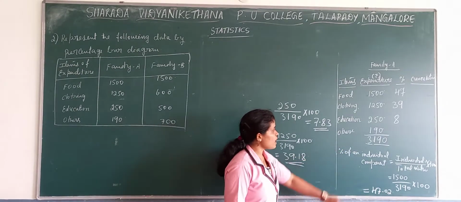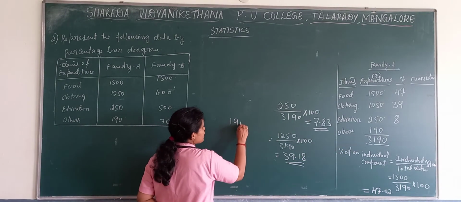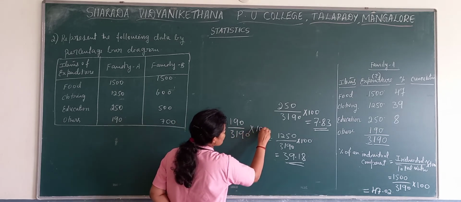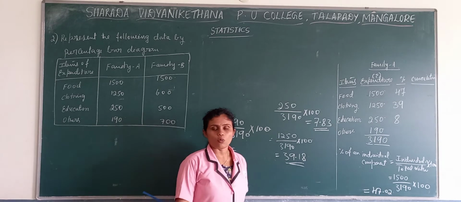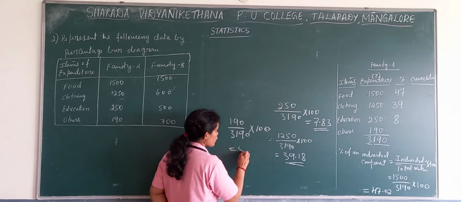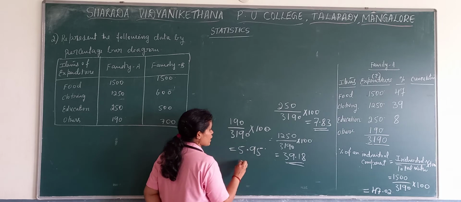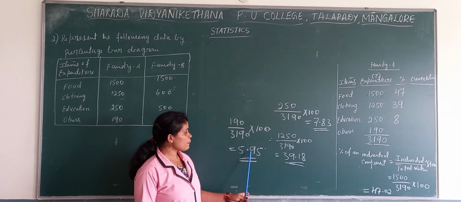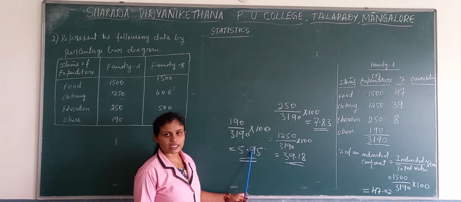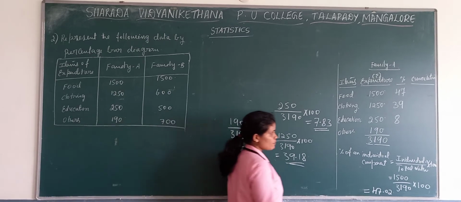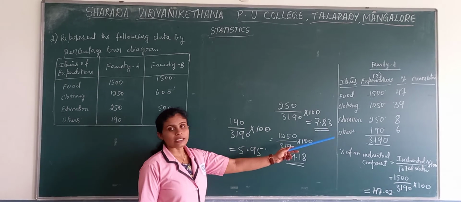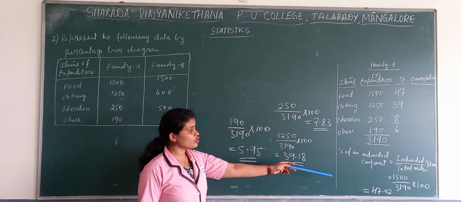Next, the last one, others. There it is 190 by the total value 3190 into 100. What do we get? We get 5.95. When we make it approximate, as I said, the digit after the decimal here is 9, which is more than 5, so we increase it and make it 6. So we got the percentage of each individual component.